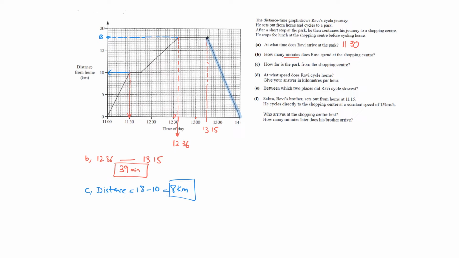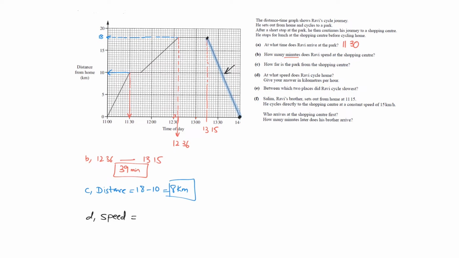So he leaves the shopping mall at this time, while he was at a distance of 18, and he is coming back at 14, and his distance from home would obviously be 0 because he has arrived at home. So basically you are being asked to calculate the speed at this instant. Since it has a downward slope, the speed would be negative, but let's find out.